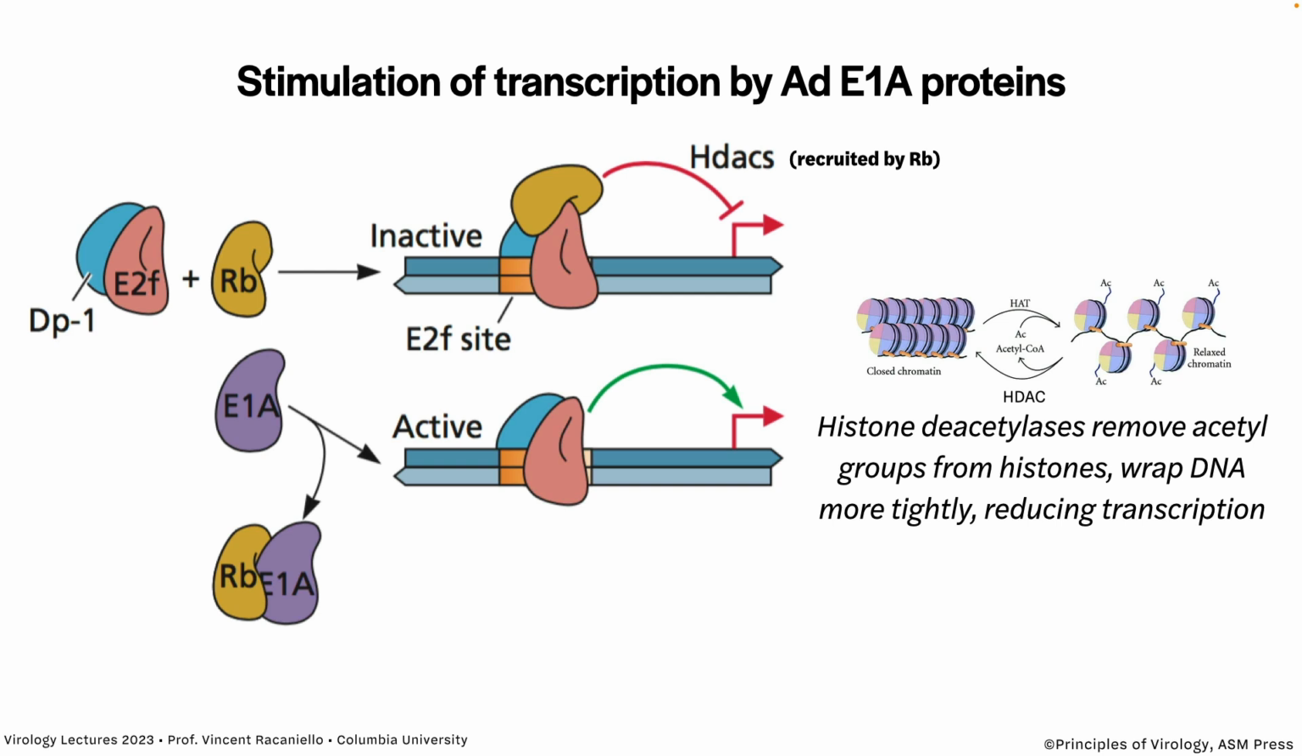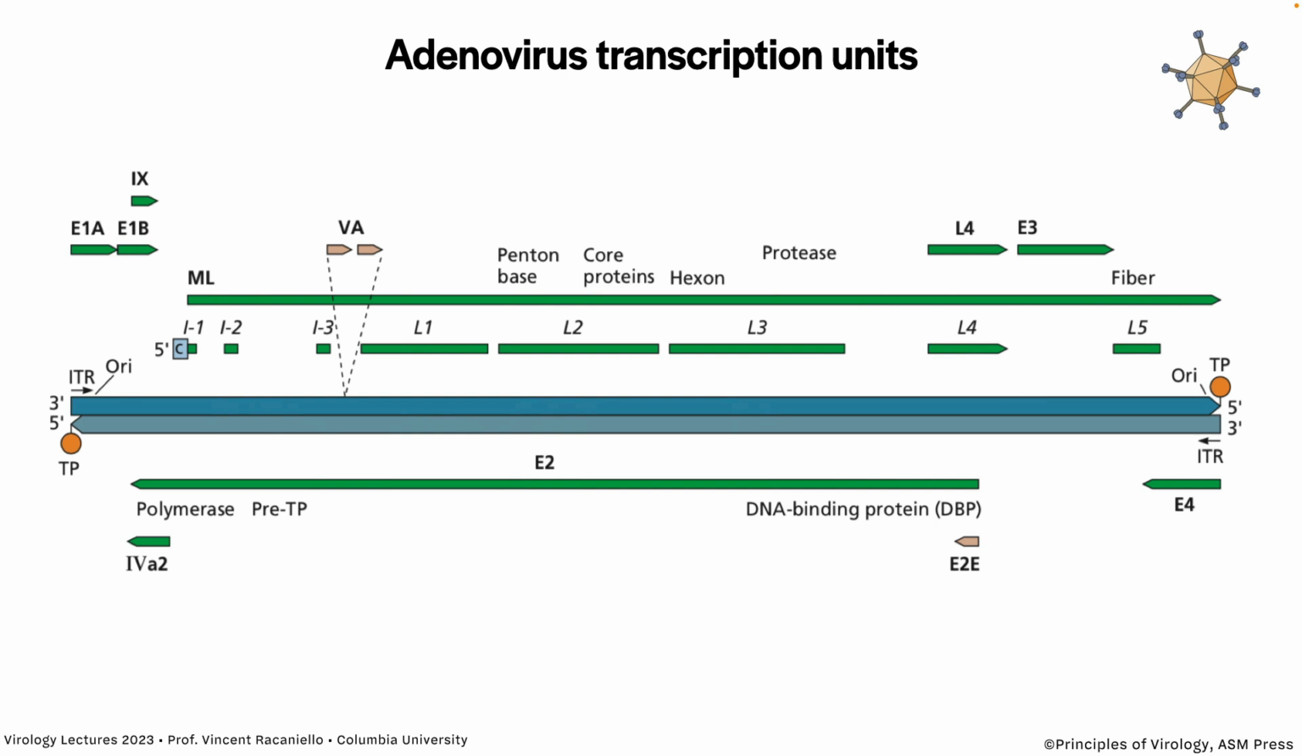Now, the genome of adenovirus, double-stranded DNA, about 36,000 base pairs in length, has transcription on both strands. There are promoters on both strands. It's a very complicated organization here. At the left end, you see the E1A genes are encoded. So the E1A promoter, the immediate early promoter, is there on the left. And then E1A frees up E2F so that you can make early region transcripts. And those are on the other strand here. You can see E2 and E3 and E4. These are all early region.